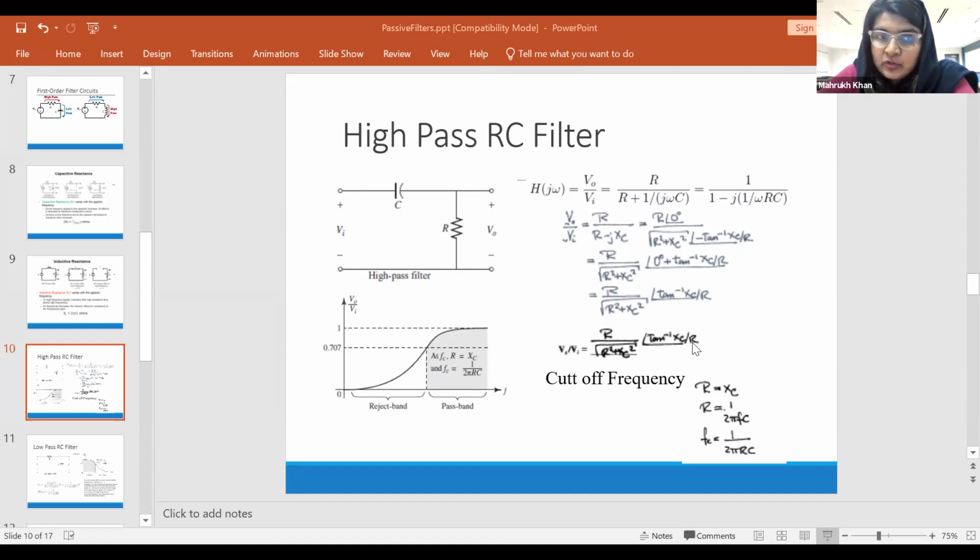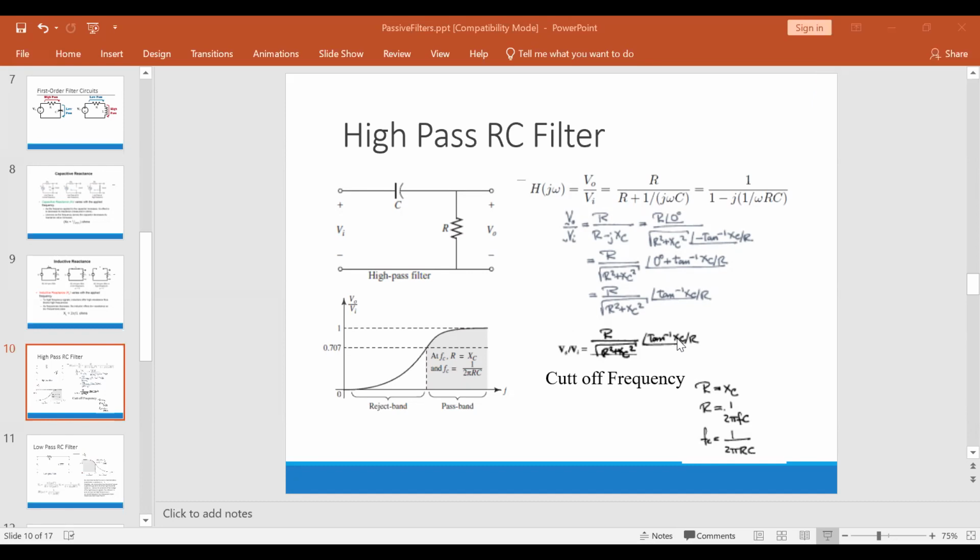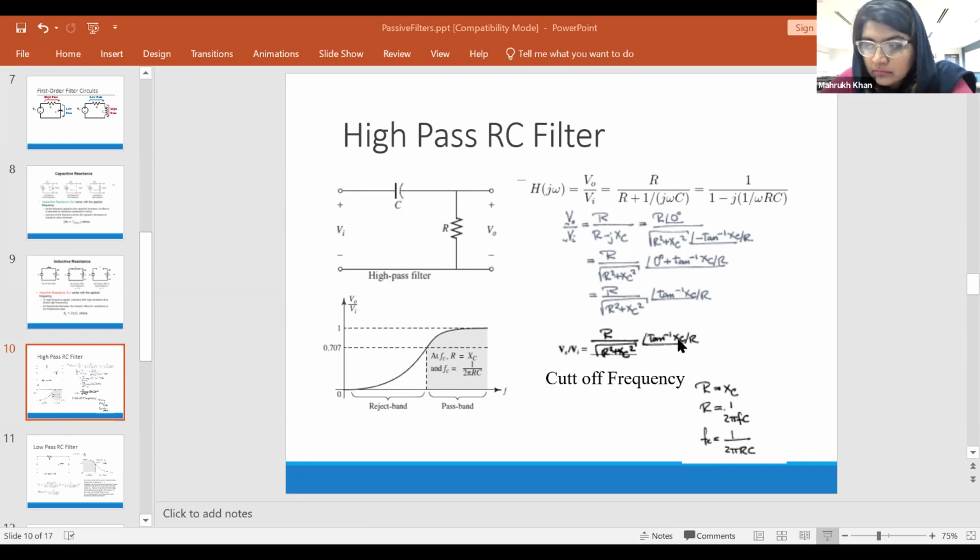So let's see, when your XC is equal to XR, then you will have one here, right? So tan inverse one will be? Is it 45 degrees? Yes. So tan inverse one will be 45. It means that at cutoff frequency, the phase angle should be 45 degrees, right? So just make sense of this, and you need to fill the 17.3 table, and I will show you how it should look. Just a minute.